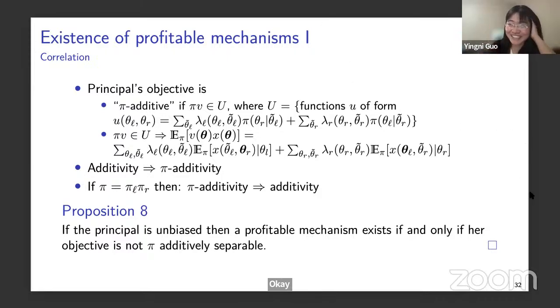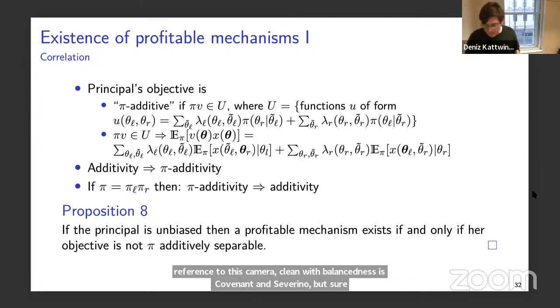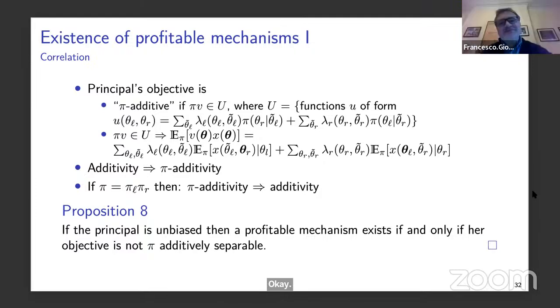Deniz, good job. I think we're going back to Tillmann's book. The reference to this Kramer-McLean with balancedness is Kovenok and Severinov, I think. This comes from Tillmann's book, which I have next to me right now. I have it here too. But Tillmann is gone. Go ahead, sorry, Yingni.